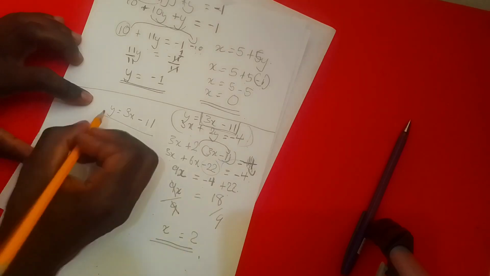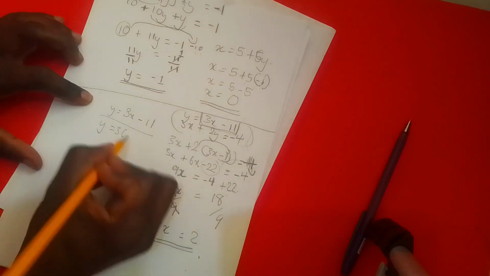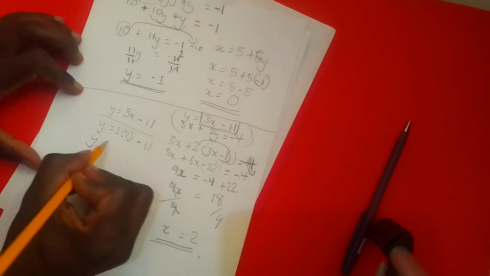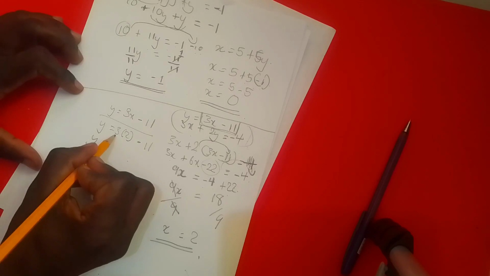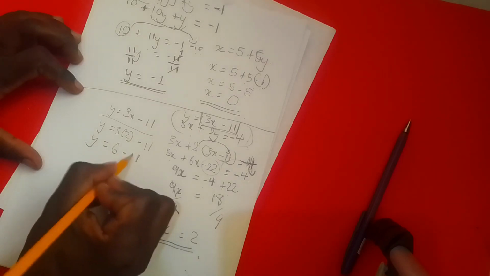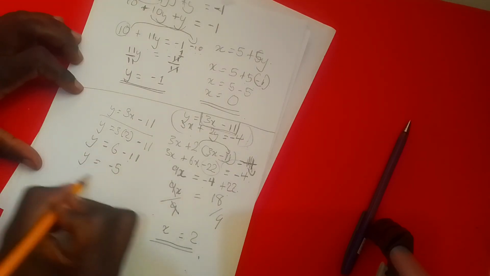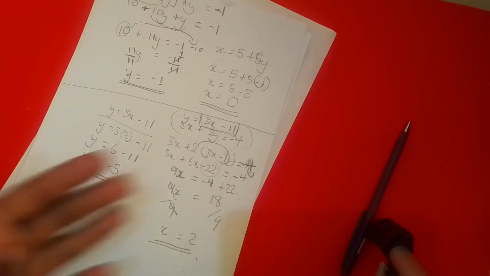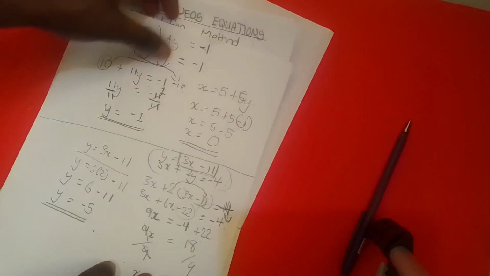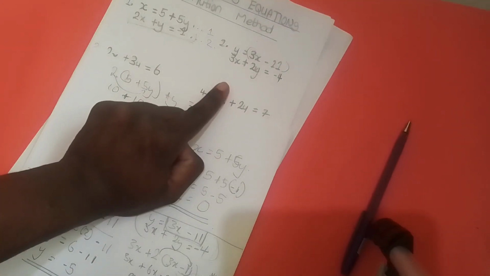So since x is equal to 2, we end up with y is equal to 3 times 2 minus 11. So y is equal to 3 times 2, which is 6, 6 minus 11, right? So y is equal to negative 5. Okay, which means number 2 is done. Our question 2 has been solved, right?